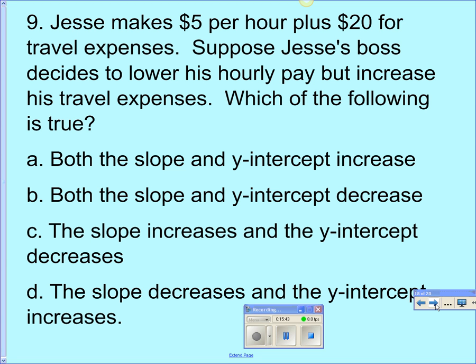Number 9, Jesse makes $5 per hour plus $20 for travel expenses. Suppose Jesse's boss decides to lower his hourly pay but increase his travel expenses. Which of the following is true? A, both the slope and y-intercept increase; B, both the slope and y-intercept decrease; C, the slope increases, the y-intercept decreases; or D, the slope decreases and the y-intercept increases. Again, a lot going on. So we're going to do it a little bit at a time. Zach, what can I do with this first sentence? Jesse makes $5 per hour plus $20 for travel expenses. What could I do?